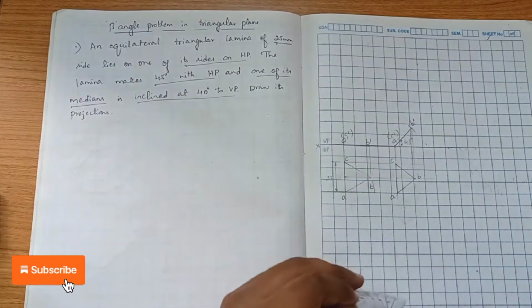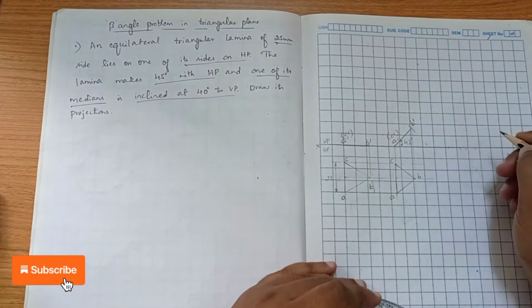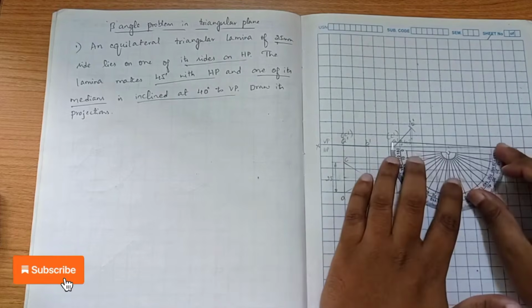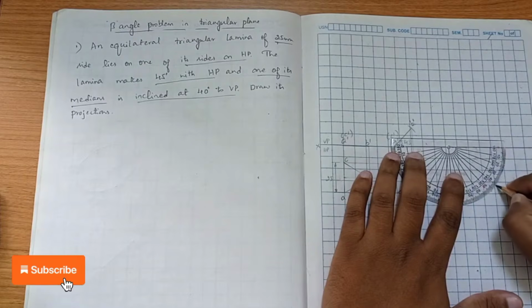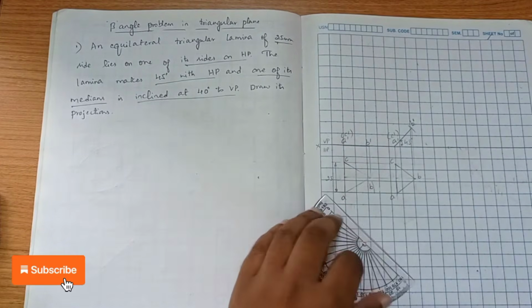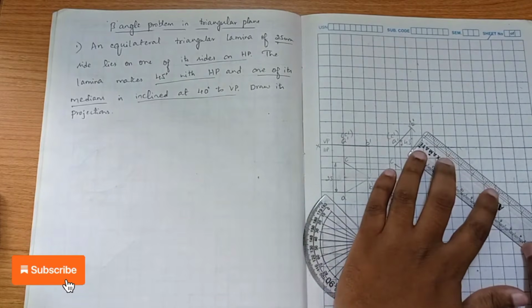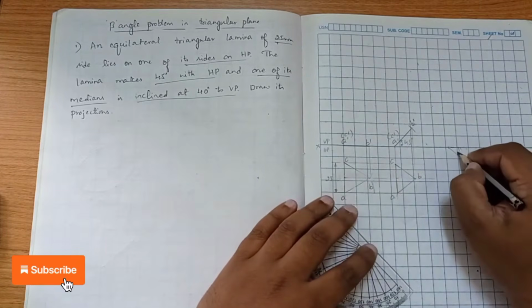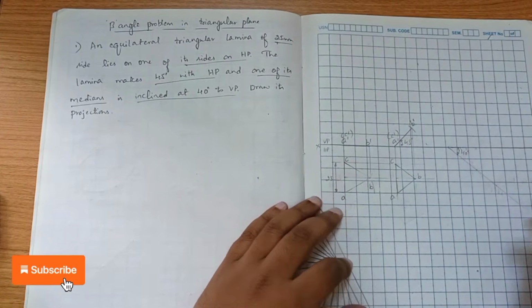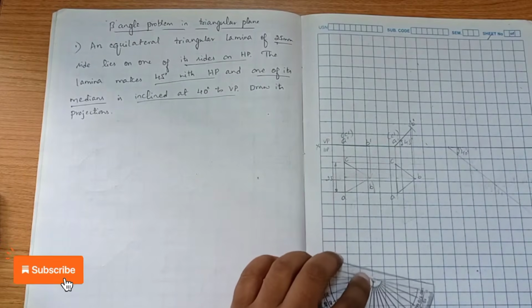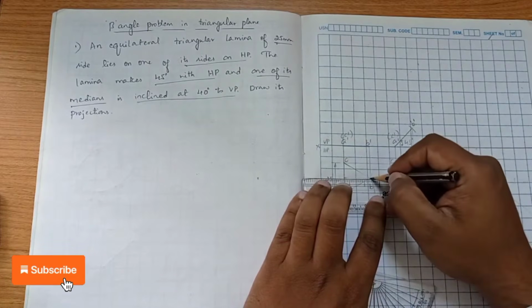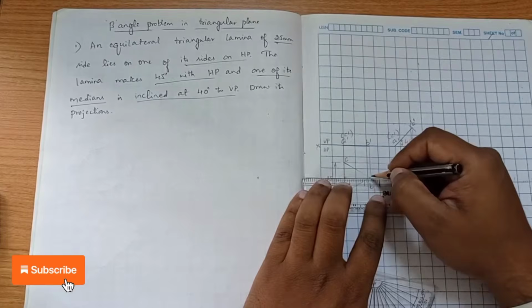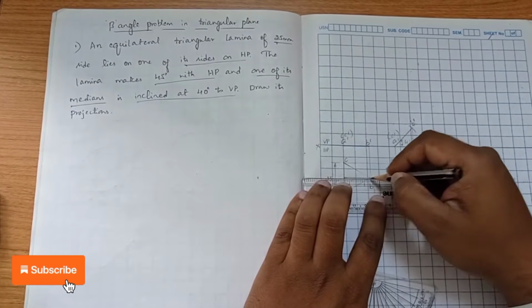So what is the procedure here? Please follow it. First I mark a reference point, and at this reference point I mark 40 degrees, because the angle of inclination to VP is 40 degrees. So I draw an angle line here, with an angle of inclination of 40. After this, we have to draw the medians. The median length starts from this point to here, a horizontal line.